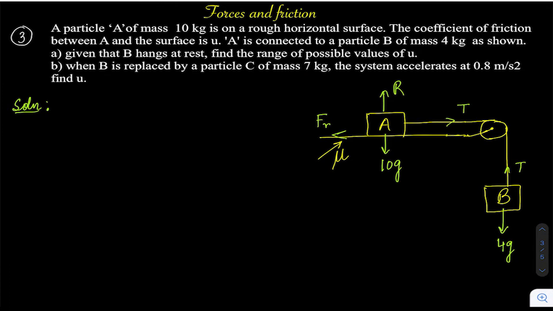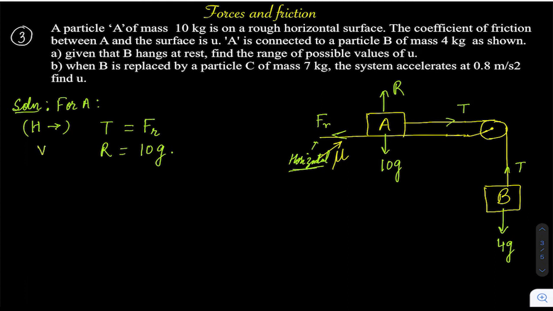So we will consider the forces parallel to the horizontal surface. So this is my horizontal surface, and perpendicular to the horizontal surface. So let's first see what happens for A in the horizontal direction. So in the horizontal direction, as net force is 0 because it has no acceleration, we can say that tension should be equal to frictional force, or you can write tension minus frictional force should be 0, same thing. Now second thing is, in vertical direction, my R will be equal to 10 times g.